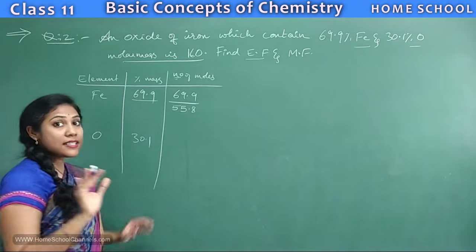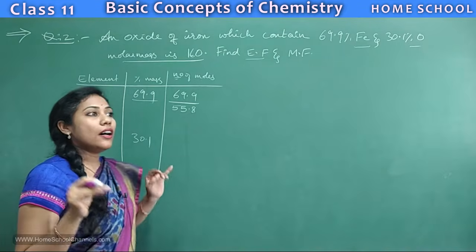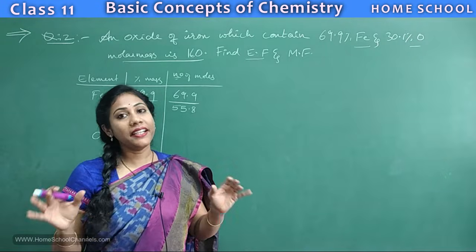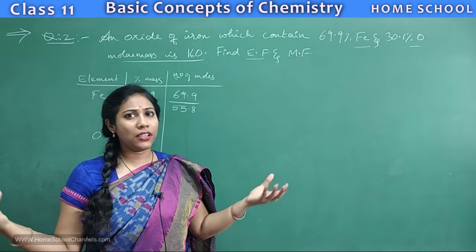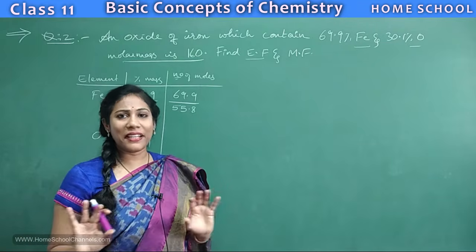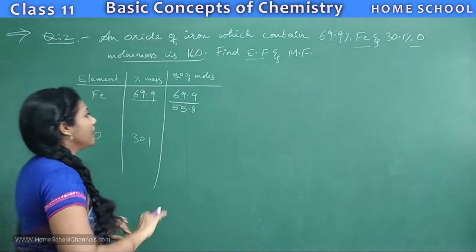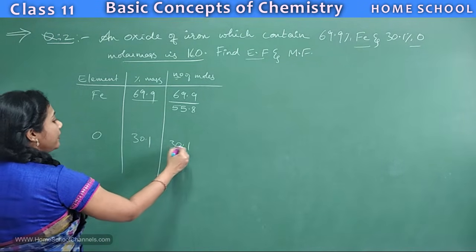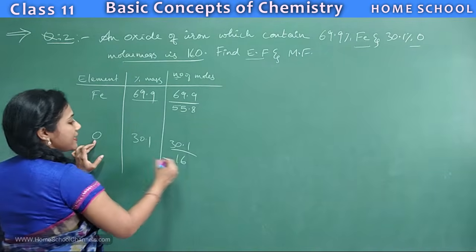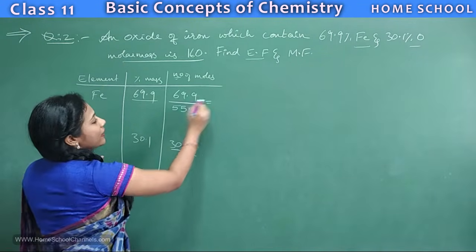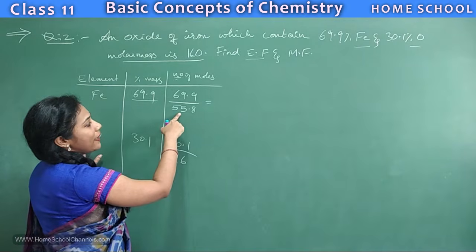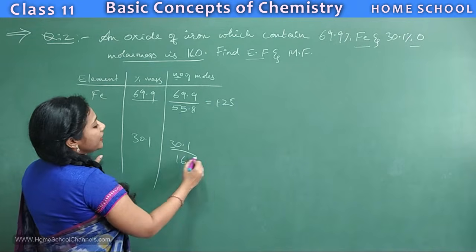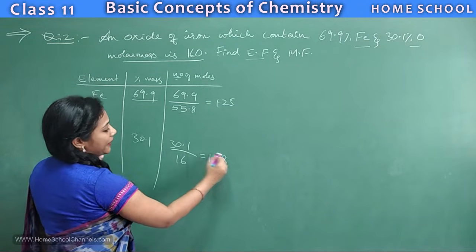See, these atomic masses are compulsory to remember, at least for some common elements like iron, oxygen, hydrogen, and then sodium, sulfur, phosphorus. Common elements, atomic mass at least you should remember. So 55.8. Similarly, for oxygen's number of moles, 30.1 divided by the atomic mass of oxygen, 16, isn't it? So how much do you get? 69.9 divided by 55.8 would be 1.25. And here you will get 1.88, right?